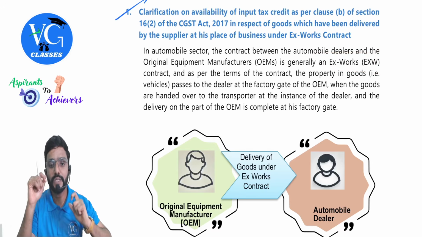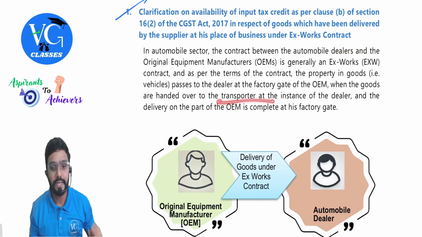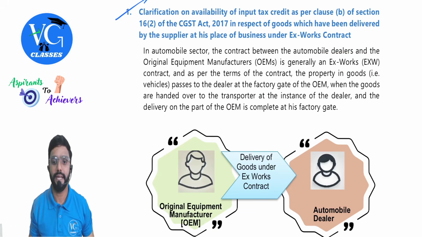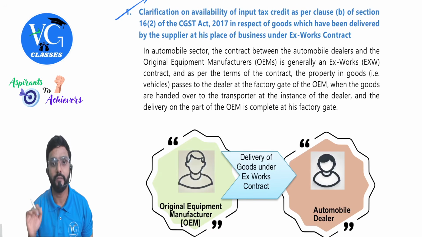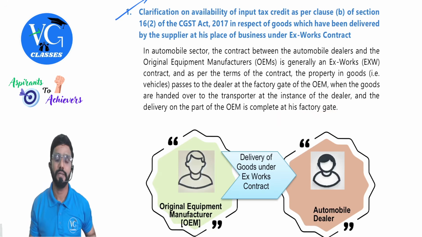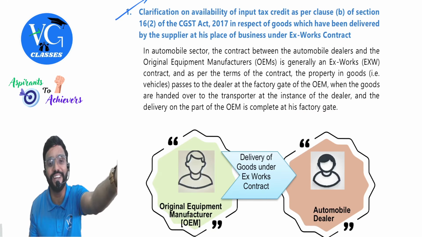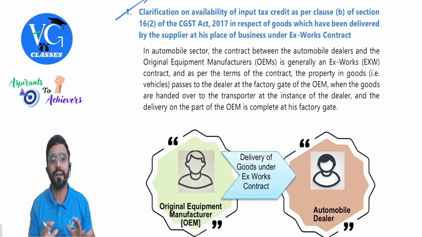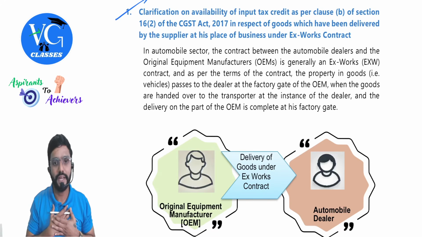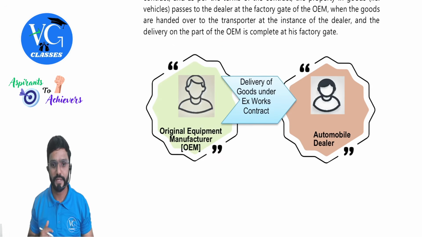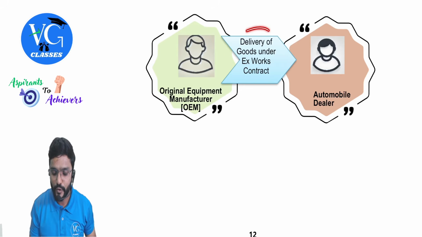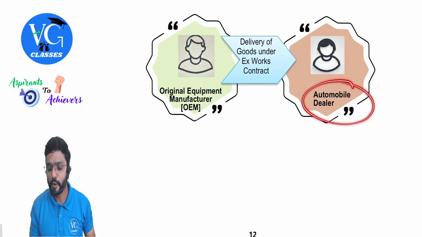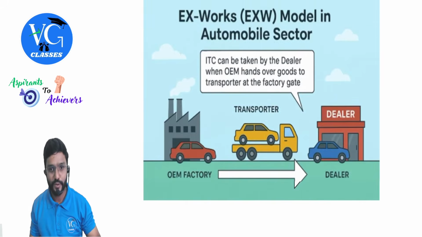When the goods are handed over to the transporter at the instance of the dealer, the delivery on the part of the OEM is complete, where? At his factory gate itself. Sir, it is not yet delivered to the dealer, no sir? Yes, it is not yet delivered, but supply from the supplier's point of view is already completed. You can see here: original equipment manufacturer, delivery of goods under ex-works contract to an automobile dealer. They have given one more image.